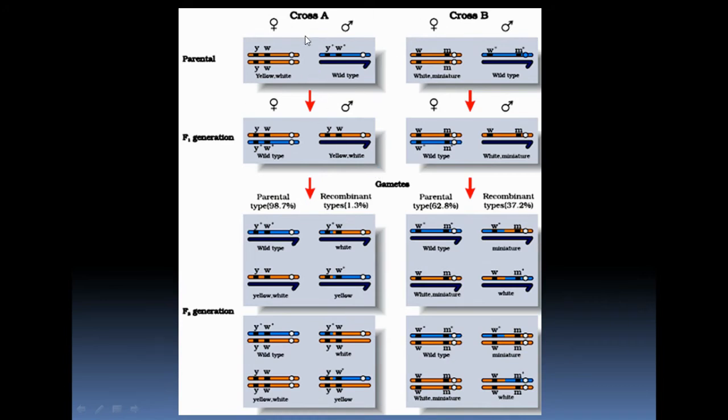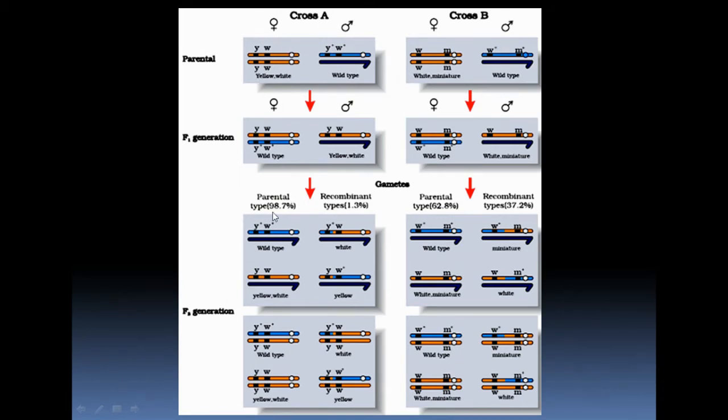Here you see cross A and cross B. In cross A, the parental types are yellow and white, and you see the genes are very closely placed together, whereas in cross B, white and miniature wings, you can see that the genes are quite far apart from each other. There is no gene on the Y chromosome, so males show the characteristics of whatever genes are present on the X chromosome. Here these are linked genes.